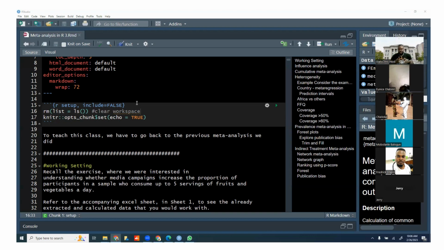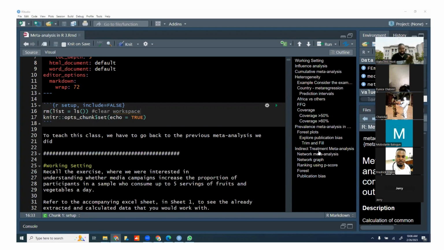So once we do that, the next thing that we will do will then be to come back and talk about indirect treatment analysis. So it's going to depend on how much time we have. And if we're not able to get to indirect treatment meta-analysis, then the code is here for anyone who is interested. Basically, indirect treatment meta-analysis is useful when you have two or more interventions.